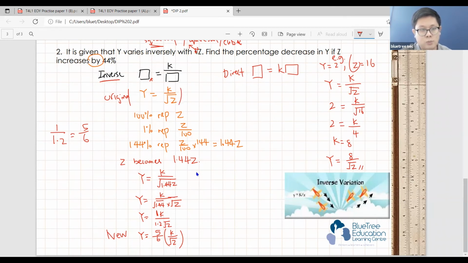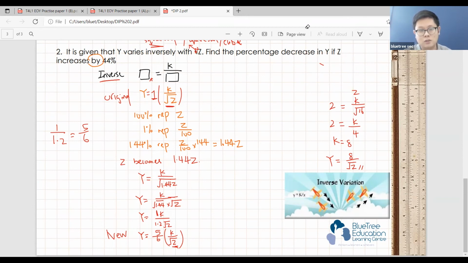Can you see that the original algebra expression is exactly the same, right? The only difference is that it has a number now. Before that, if there's no number, it just means there is 1 unit, right? Just one such unit of this algebra expression. And now it becomes 5 over 6 of that. So does that mean we have solved the answer? Have we solved the question? No, we are still lacking something, right? The question is not asking us for this new y. They're asking for the percentage increase, percentage decrease in y.